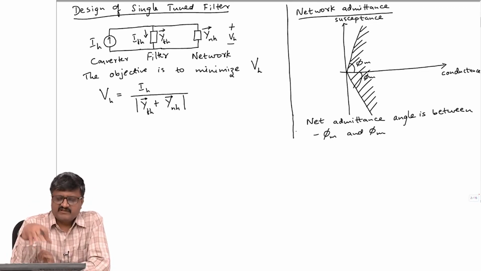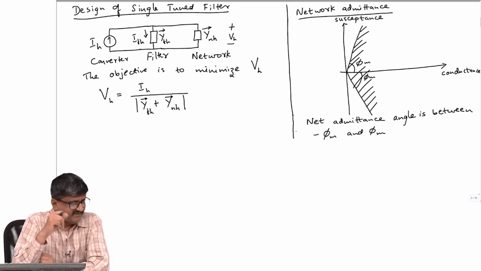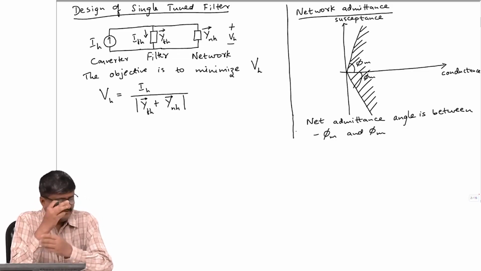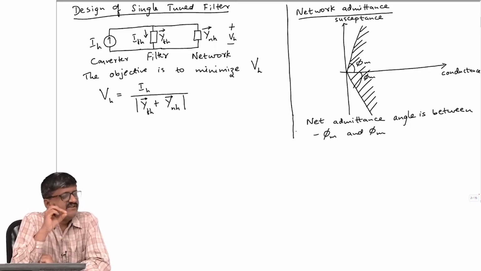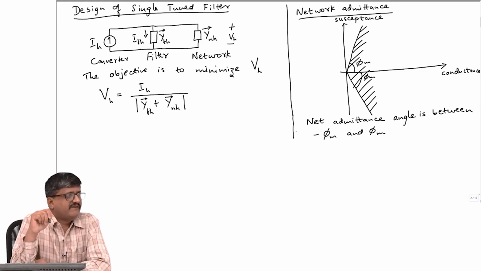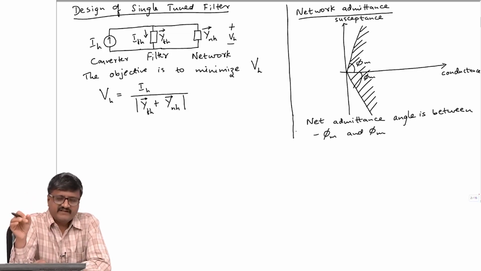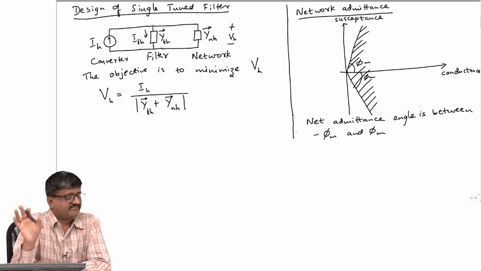So, we just saw that the objective is to minimize VH as far as the performance is concerned. Now, when we try to minimize VH, please note what is under the control of the designer. When I say design of single tune filter, the only values which the designer will decide are L, C and R, nothing more than that. When it comes to the network, the designer has no control over the network. Designer has, of course, no control over IH. IH is known. We know what is the harmonic current in the converter.